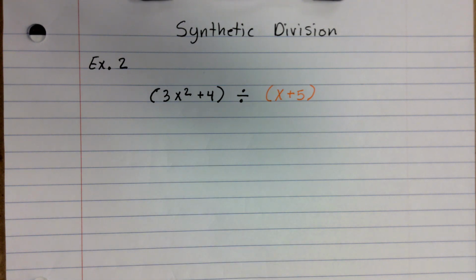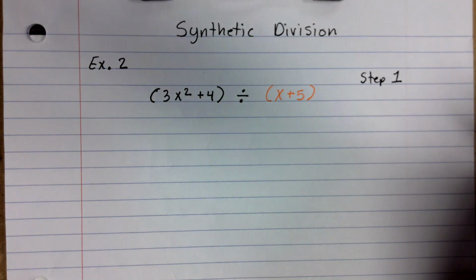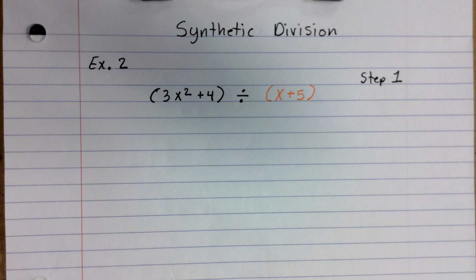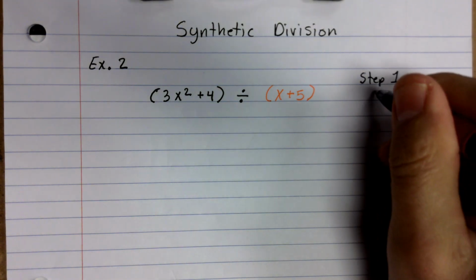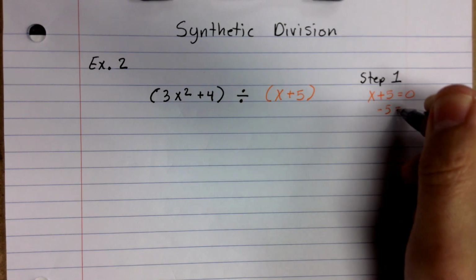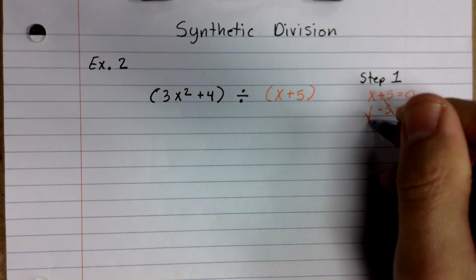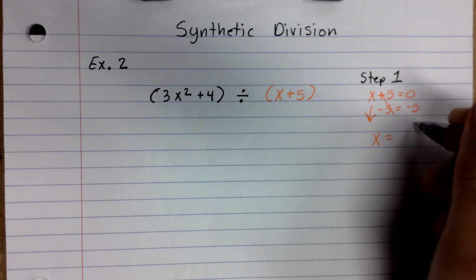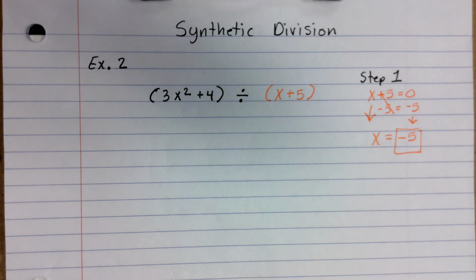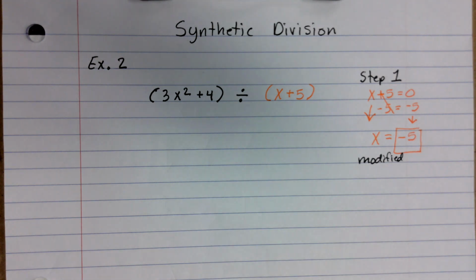However, we still are going to start out similar to how we did the other one. So the first thing we're going to do, I'm going to write step 1, is we're going to modify our divisor. So our divisor is this orange one, x plus 5. I'm going to rewrite it and set it equal to 0. We do want to use inverse operations to move that value over. That cancels, and I'm simply left with x is equal to -5. So this is my modified divisor, and I'm going to use it to do our division.